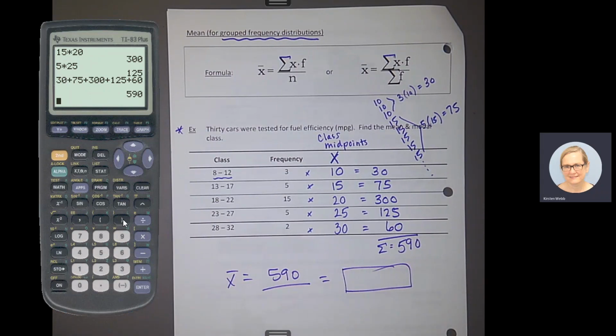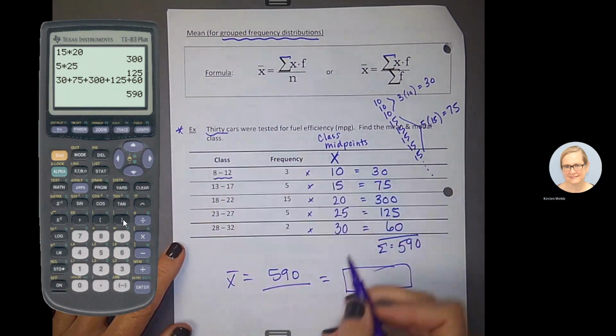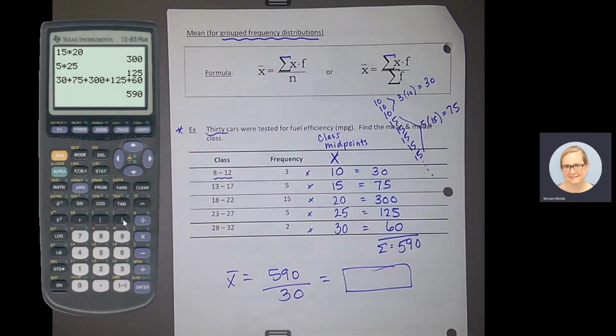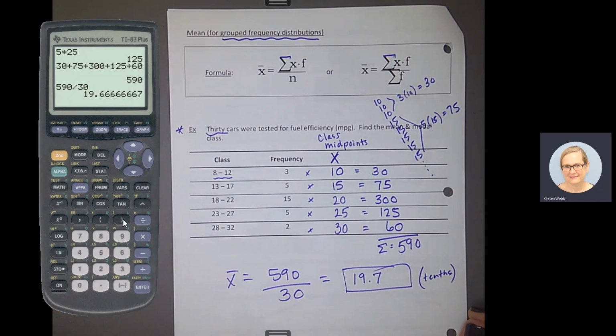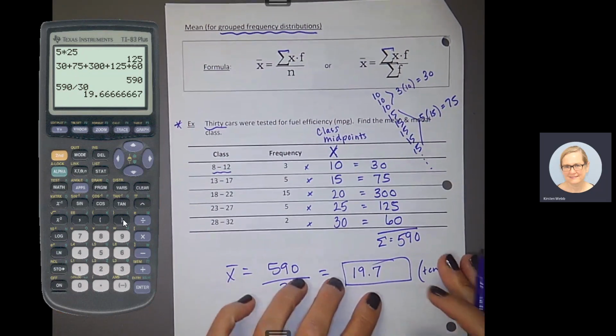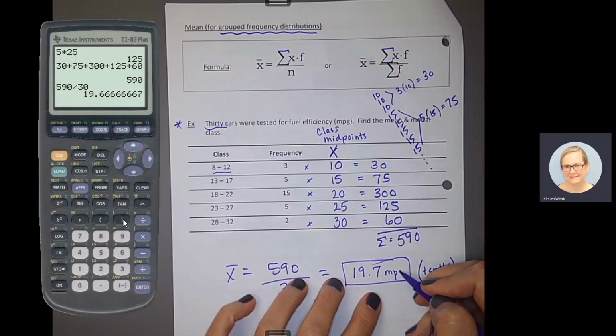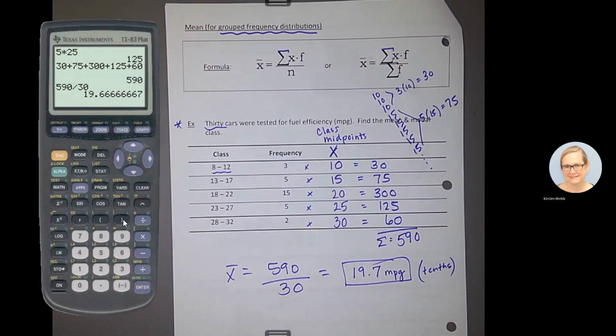So as far as the mean goes, now that we have the grand total, by hook or by crook, we approximate it. What should we divide by? 5 or no? How many cars were there? 30, yeah. So 590 divided by 30 will give us an approximation of the mean. Tenths would be good here again. Like 19.7. We had a unit this time also, didn't we? 19.7 what? mpg, miles per gallon. Great.